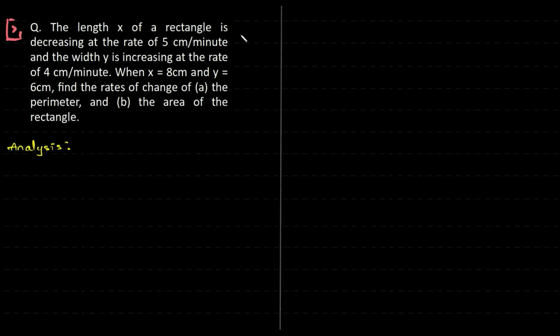The length x of a rectangle is decreasing at a rate of 5 centimeter per second and the width y is increasing at a rate of 4 centimeter per second. When x is 8 centimeter and y is 6 centimeter, find the rate of change of the perimeter and the area of the rectangle. So the question is something like this.